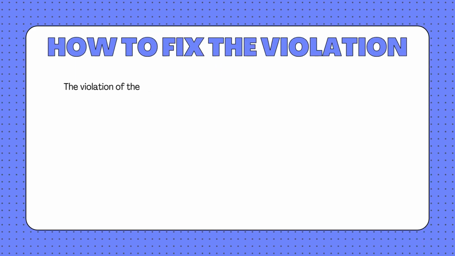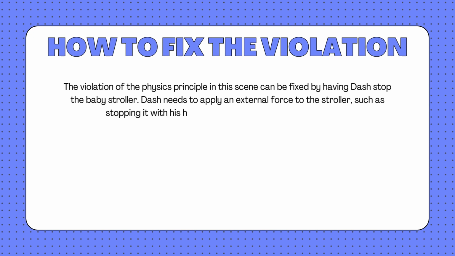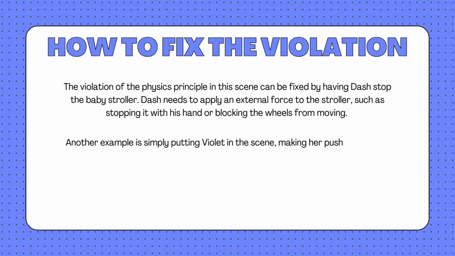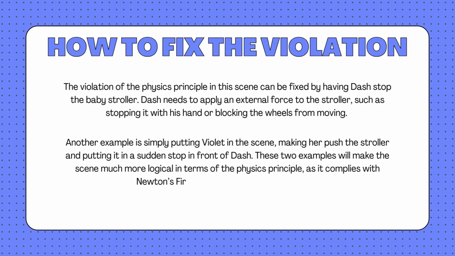The violation of the physics principle in this scene can be fixed by having Dash stop the baby stroller. Dash needs to apply an external force to the stroller, such as stopping it with his hand or blocking the wheels from moving. Another example is simply putting Violet in the scene, making her push the stroller and putting it in a sudden stop in front of Dash. These two examples will make the scene much more logical in terms of the physics principle, as it complies with Newton's first law of motion, which is inertia.